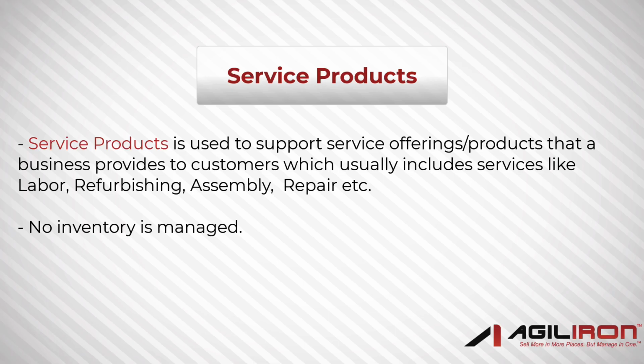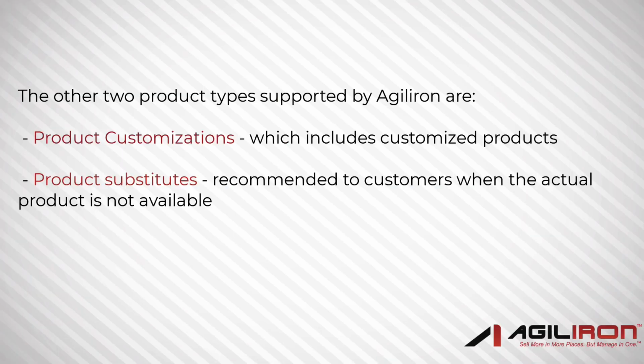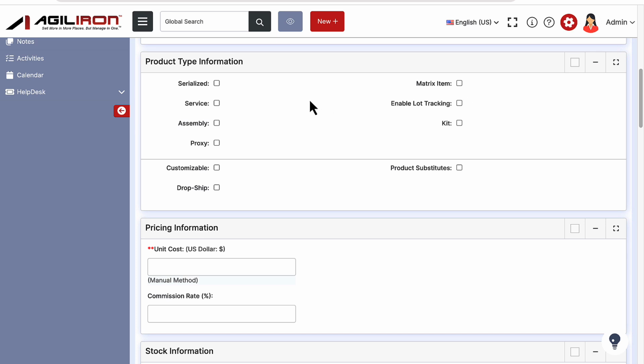Service product is used to support service offerings that a business provides to customers, which are usually included services like labor, refurbishing, assembly, repair, etc. For service products, no inventory is managed. The two other product types supported by Agiliron are product customizations, which includes customized products, and product substitutes, recommended to customers when the actual product is not available. This product type can be added by checking the respective checkbox, Customizable, Product Substitutes.